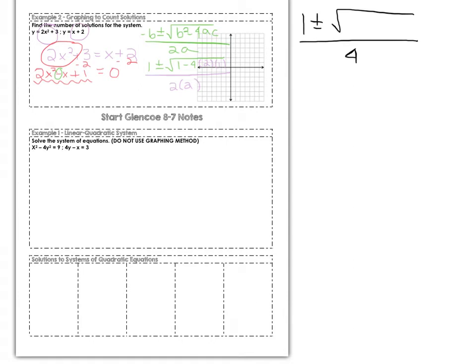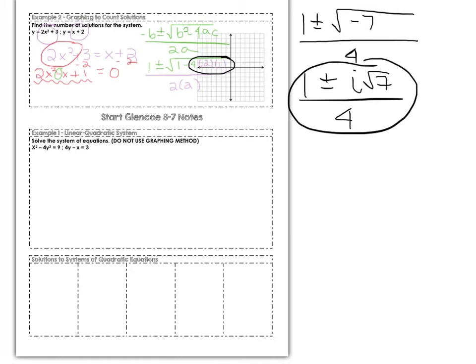So we end up with 1 minus 8 under our radical, because this term right here, 4 times 2 times 1, is 8. And 1 minus 8 is negative 7. So our simplified answer becomes 1 plus or minus i radical 7 all over 4. There are their two intersection points.